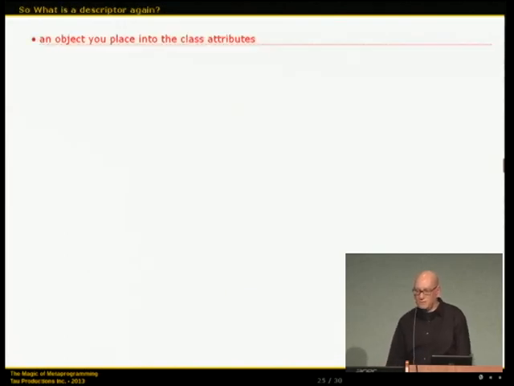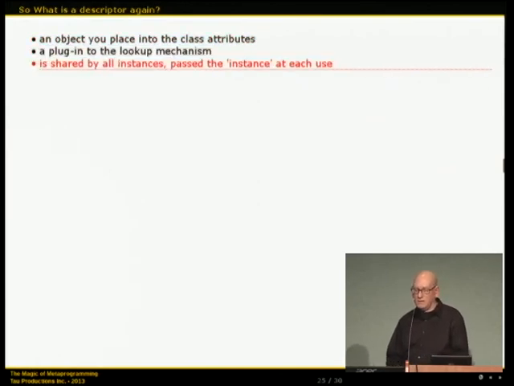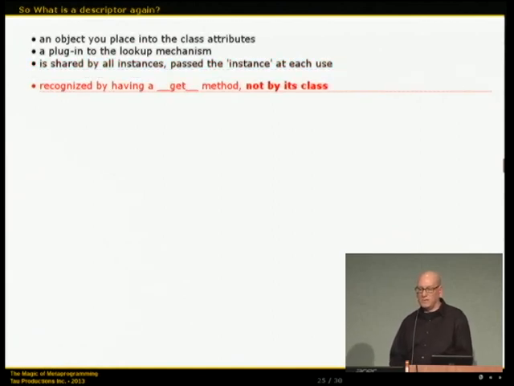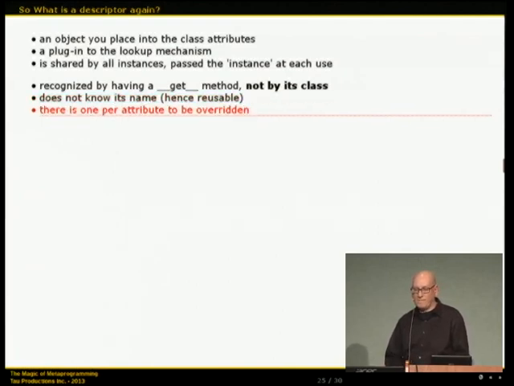So what is a descriptor again? Let's go to the code. It's an object you place into the class attributes. It's a plug-in to the lookup mechanism, so think of it as a plug-in. It's shared by all instances. They all have the same. And it's recognized by having a get method, not by any particular class that it subclasses from. So merely by having that, it can have binding behavior. It doesn't know its name, so it's reusable. So we use the same class for both width and height. It doesn't have to know its name. And it's for one attribute.